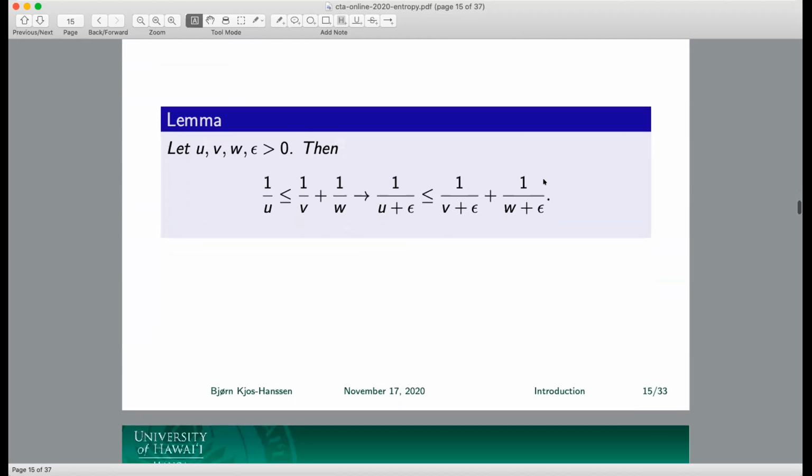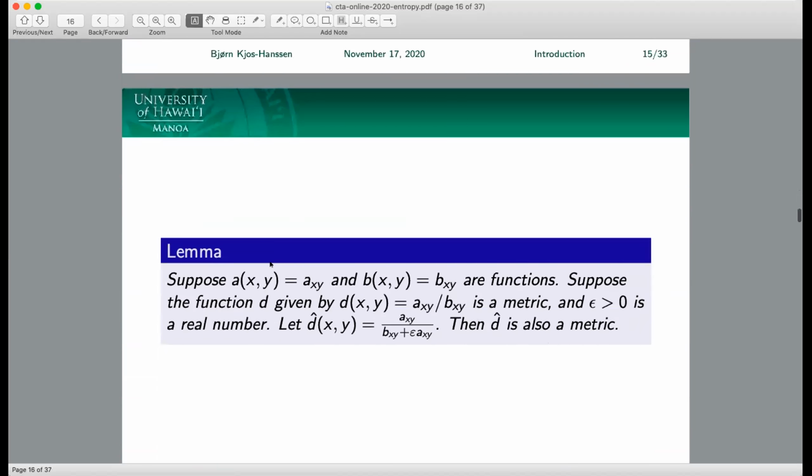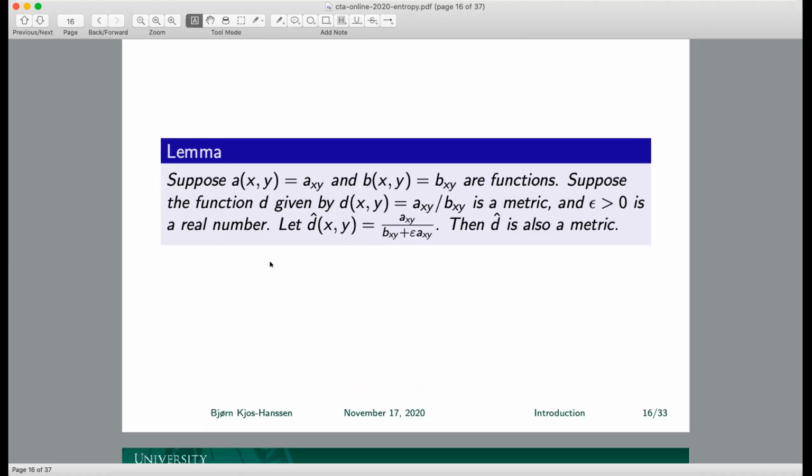Okay, now the proof is sort of elementary. We'll use, for example, little lemmas like this, and a little lemma like this.